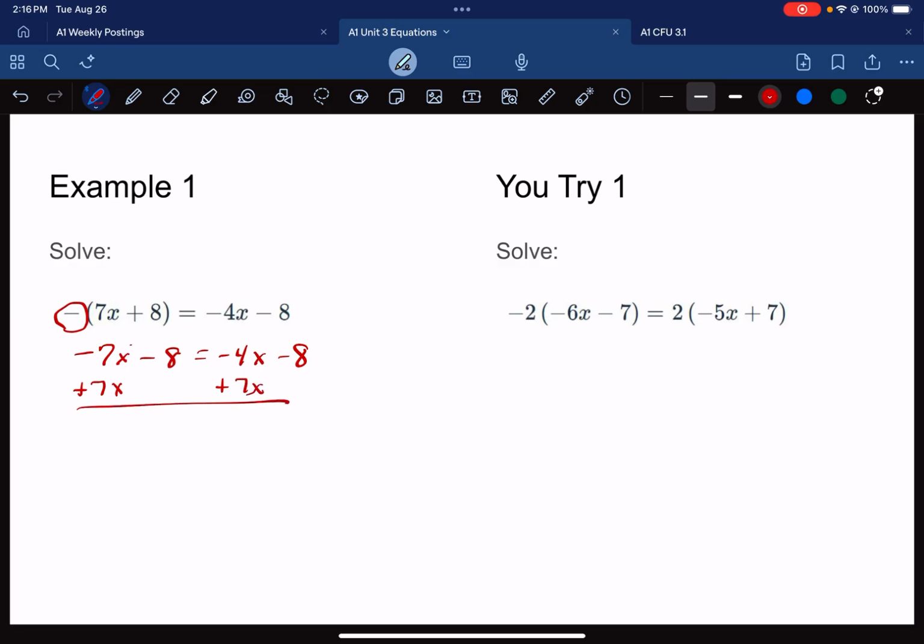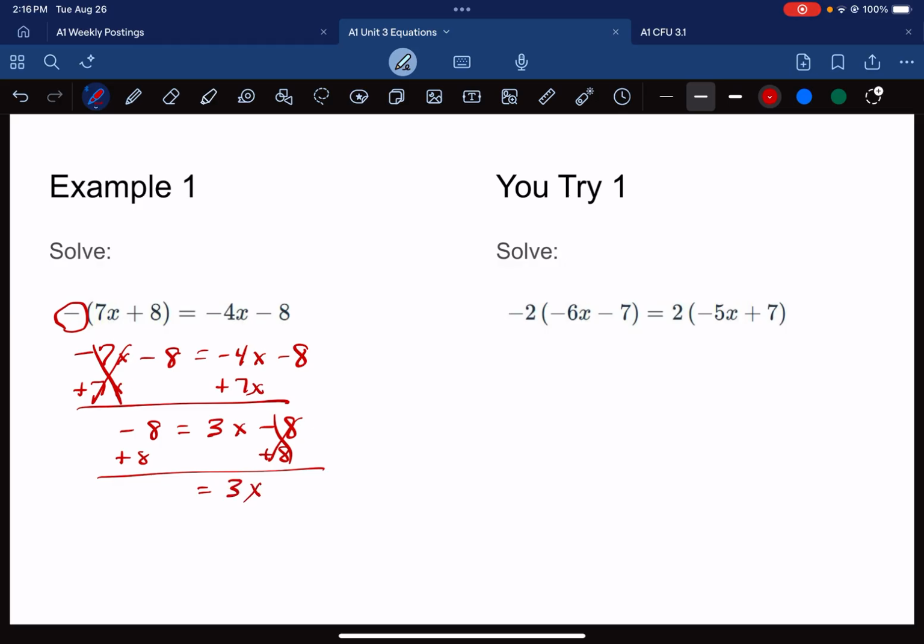So here they cancel, and I have a -8 on the left side still. Then I have a positive 7x and a negative 4x, and the net there is a positive 3x minus 8. Well, the 8's need to be together to get the x alone, so I'm going to add 8 to this side and 8 to this side.